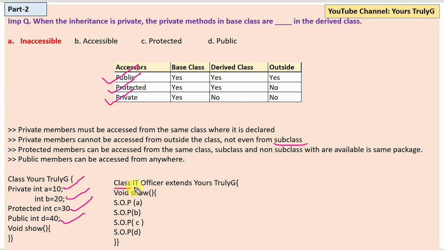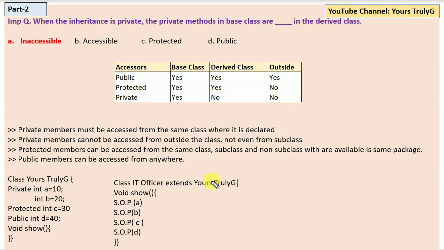Class ITOfficer is a subclass of YoastToolg. YoastToolg is a base class that I have created first. This is the base class YoastToolg, and ITOfficer is a subclass. The way to write a subclass is class ITOfficer, extends, an important word, YoastToolg. This is the way we can write the subclass. We have to write extends. So this is the subclass of the base class YoastToolg.